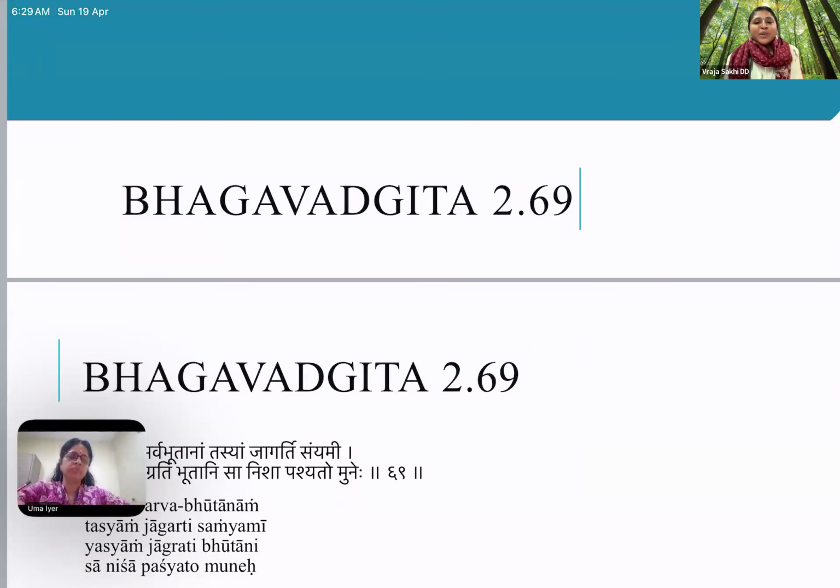So we are in chapter 2 of Bhagavad Gita. And chapter 2 of Bhagavad Gita is also known as the summary of Bhagavad Gita, where Krishna has briefly described all the subject matters of Bhagavad Gita that he has spoken. And we are in the section where Krishna is talking about Sthita Prajna.